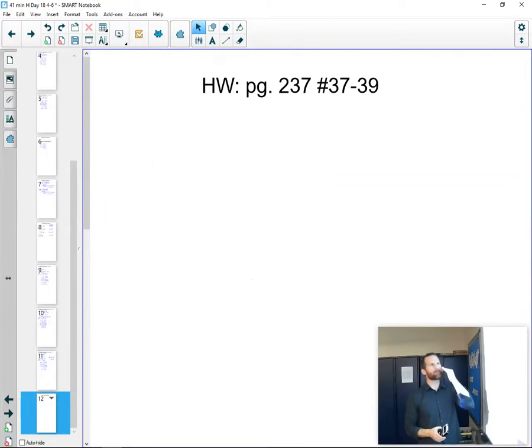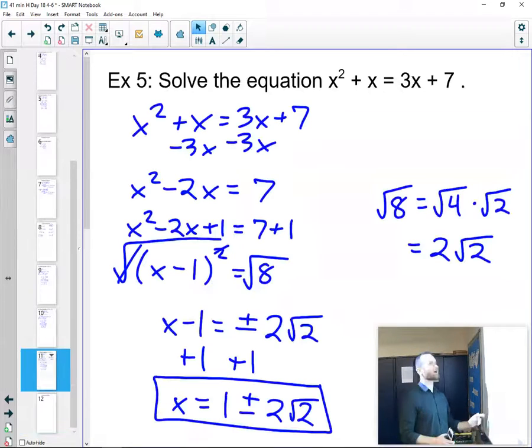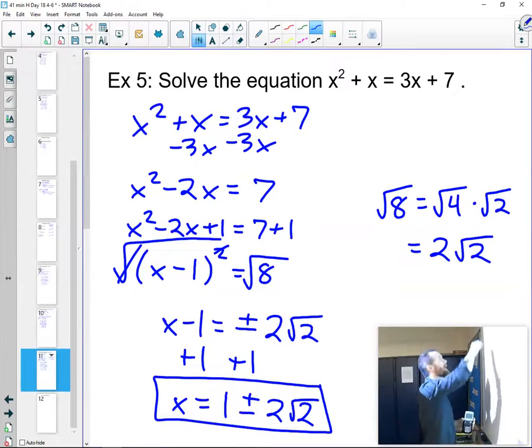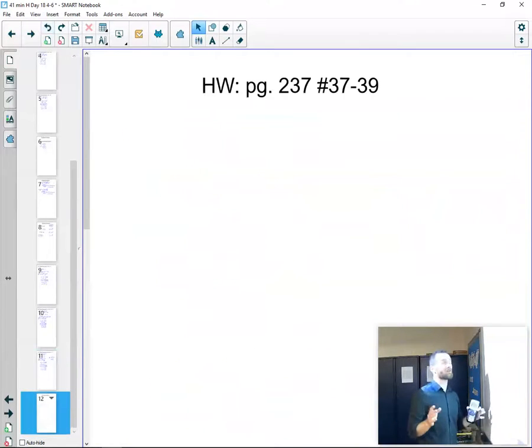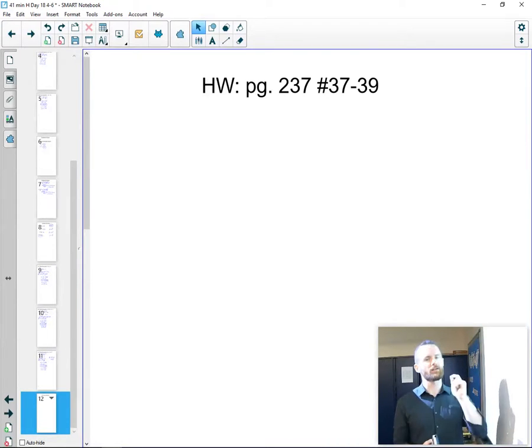Here's our homework. It's page 237 in your textbook, numbers 37 through 39. One little warning for these problems. If you're going to complete the square, they're a lot easier if you have a lead coefficient of 1. If you have a lead coefficient that's not 1, completing the square becomes a lot more difficult, and I honestly wouldn't even bother with it. So only try this method if you have a lead coefficient of 1.